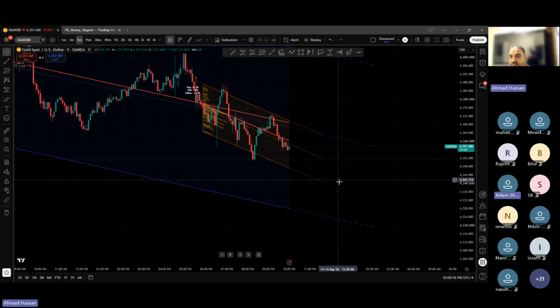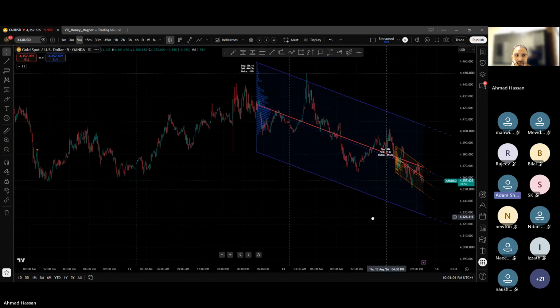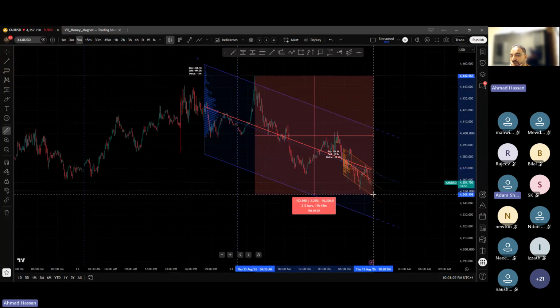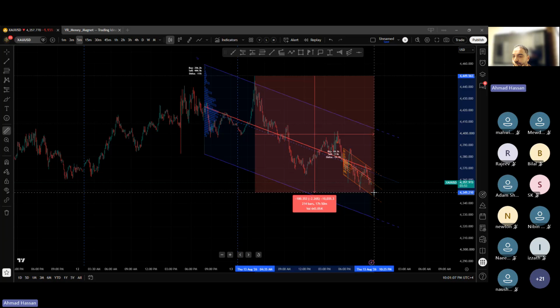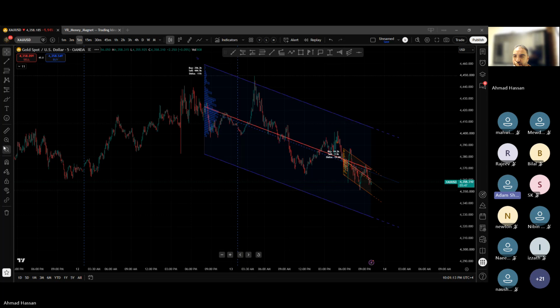How many pips is that, sir, from the top to the bottom? From here potentially to here, it is a $100 movement, my dear. Yeah, but even if you take 500, 600 pips, that's enough for a day.